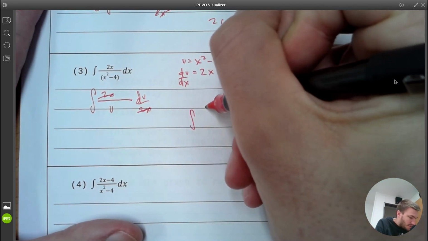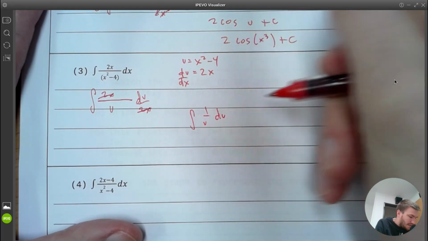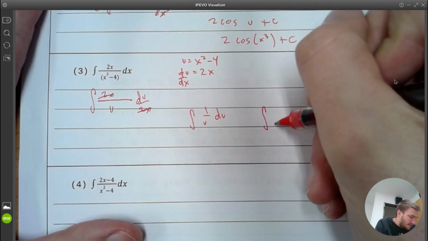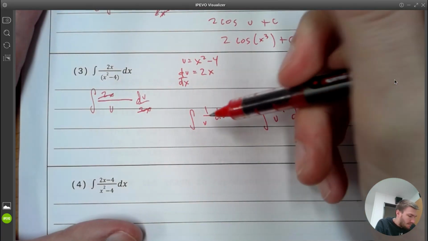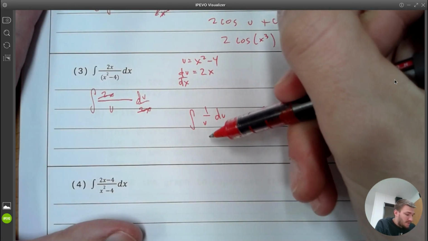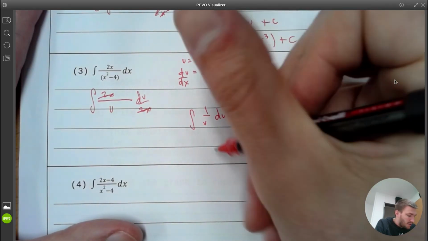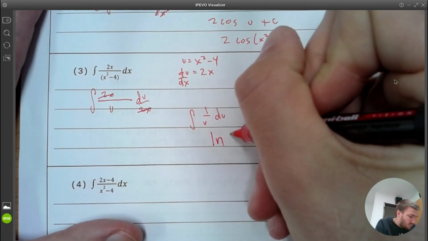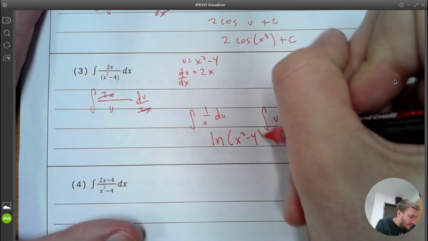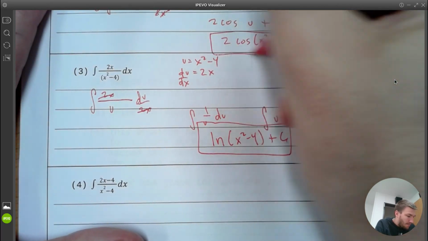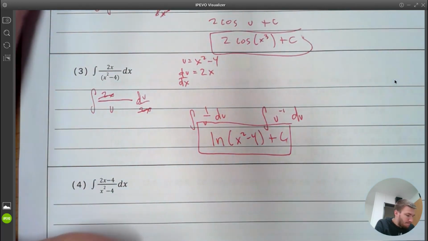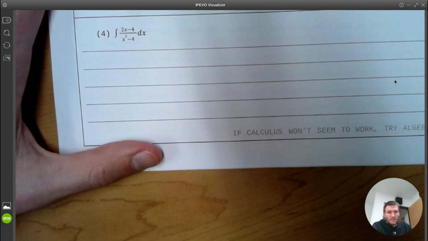The integral of 1 over u du. That's just like the integral of u to the -1 du. But I know that the integral of 1 over something is natural log. So I'm thinking this is going to be the natural log of x squared minus 4 plus c. Maybe I'll mix these up. These are messy.